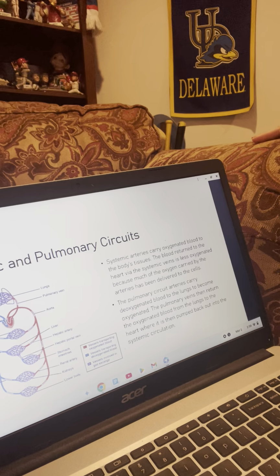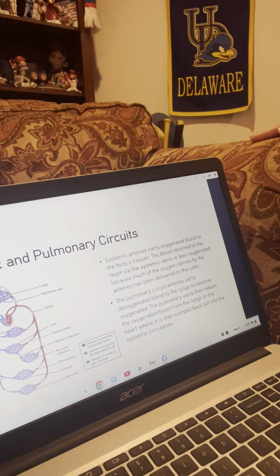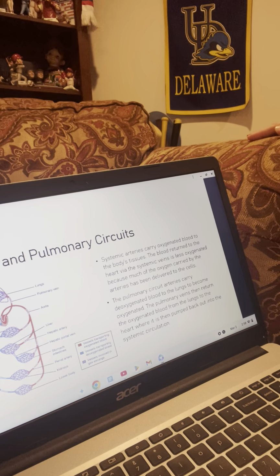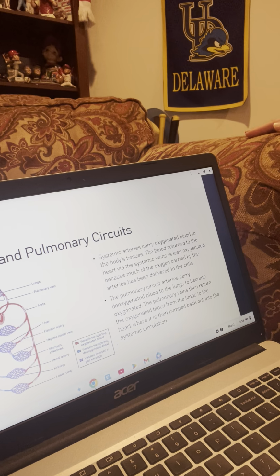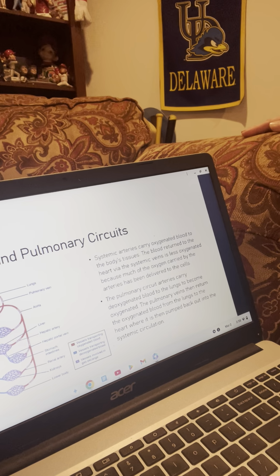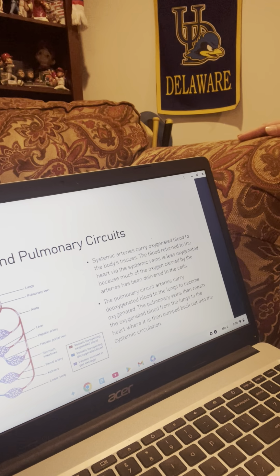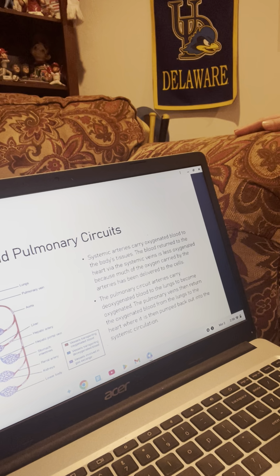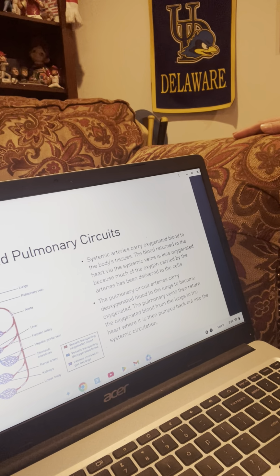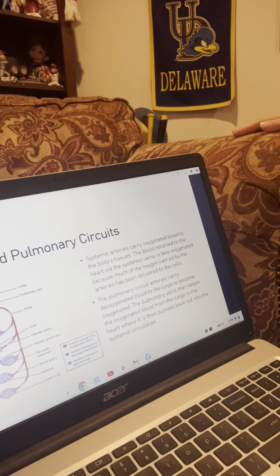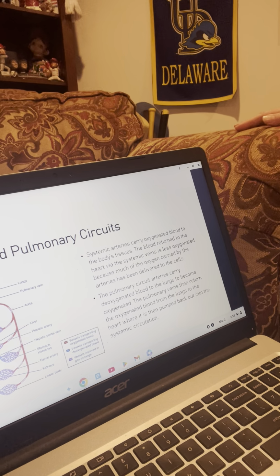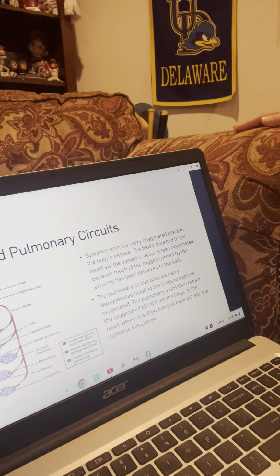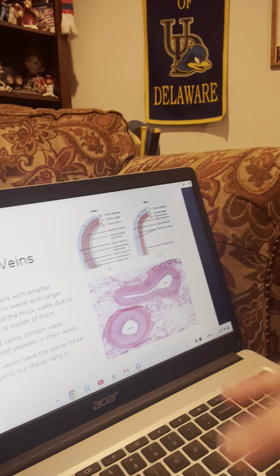The blood returned to the heart via the systemic veins is less oxygenated because much of the oxygen carried by the arteries has been delivered to the cells already. The pulmonary circuit arteries carry deoxygenated blood to the lungs to become oxygenated. The pulmonary veins then return the oxygenated blood from the lungs to the heart, where it is then pumped out back into the systemic circulation.